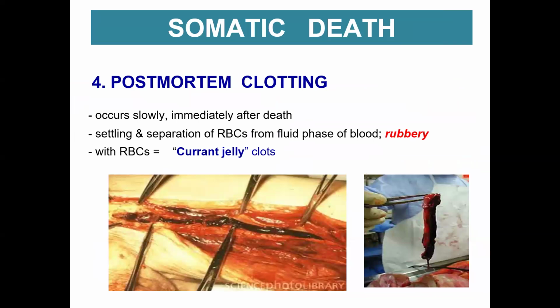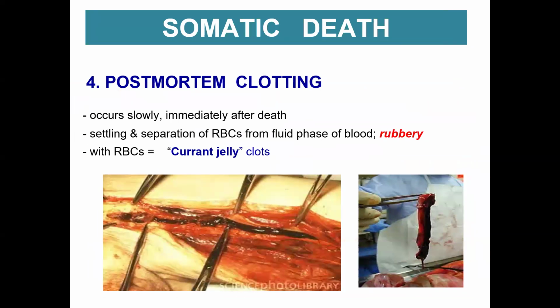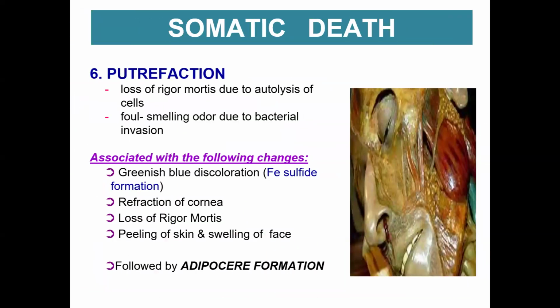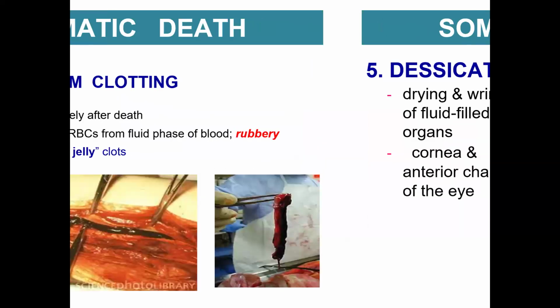Postmortem clotting occurs slowly, immediately after death. There is settling and separation of the RBC from the fluid phase of the blood, the plasma, and it becomes rubbery. Then you can say that it is a currant jelly clot.